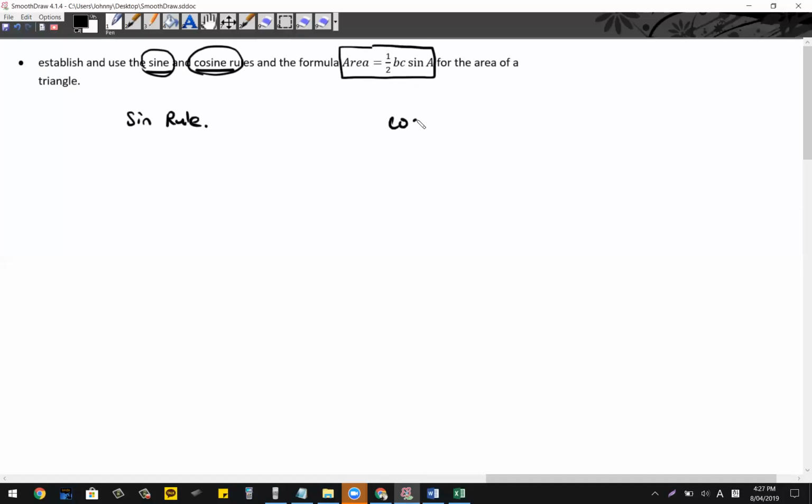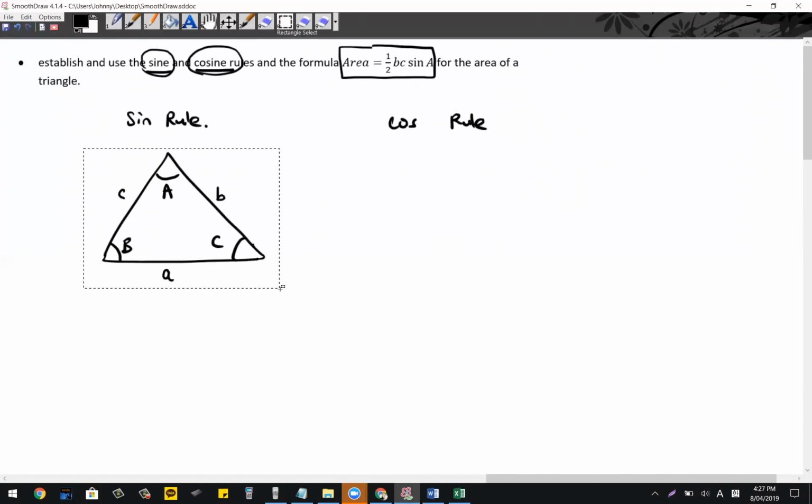Sine rule and cosine rule apply to any triangle that may not necessarily be a right-angled triangle. By convention, we use capital letters for angles. The side that is opposite to angle A is little a, and this one is b, and this one is c. That's the convention.